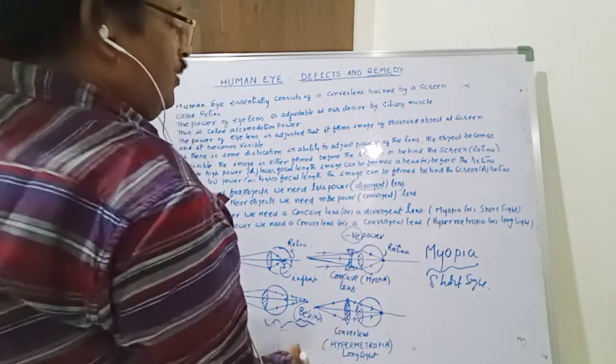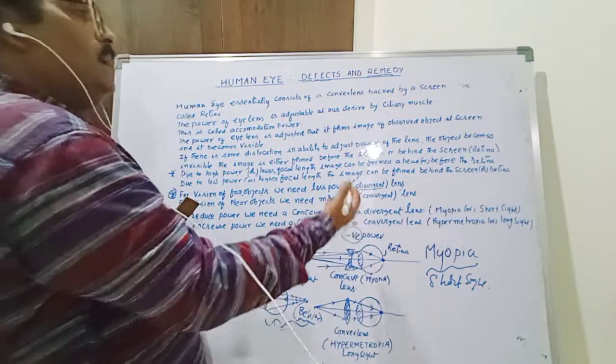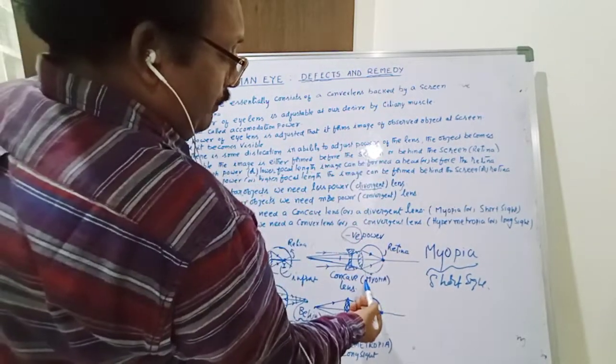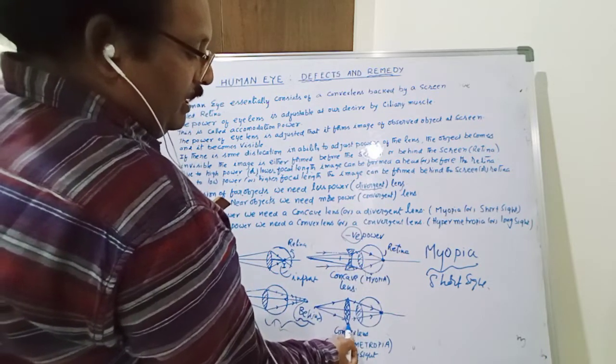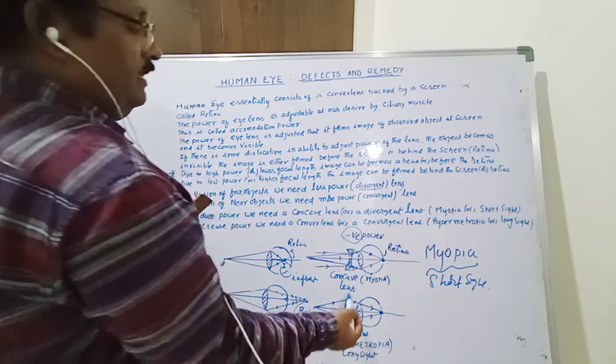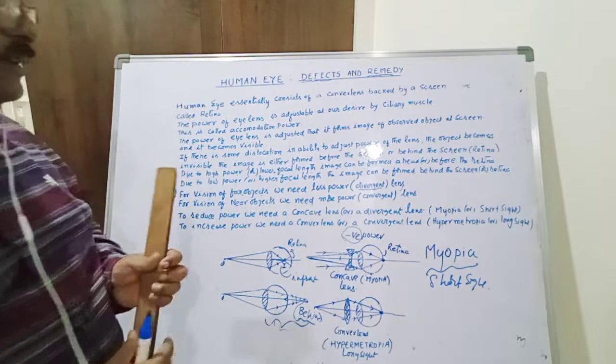So this way we can eliminate the short sight by using a concave lens, and long sight we can eliminate by using a convex lens. This can be understood easily once you go through it once.